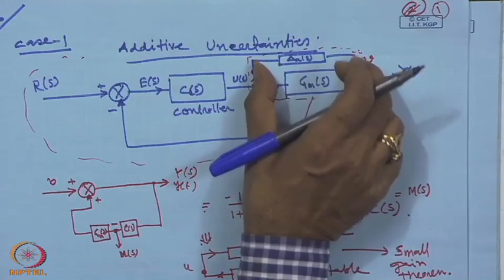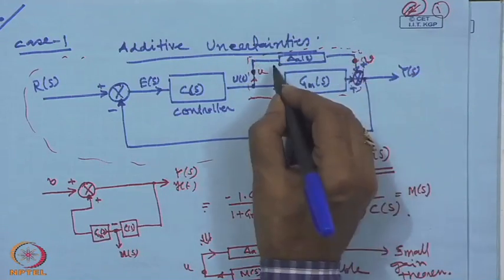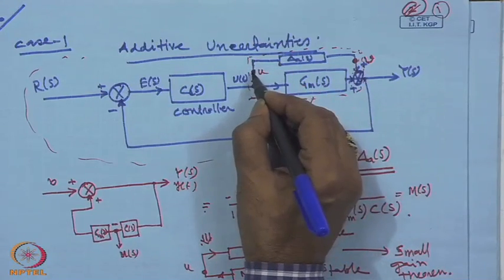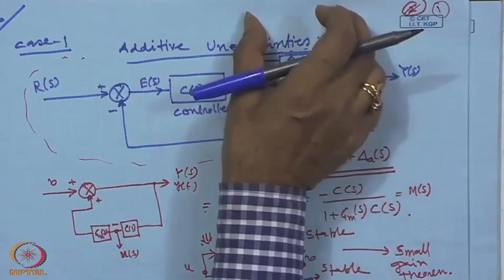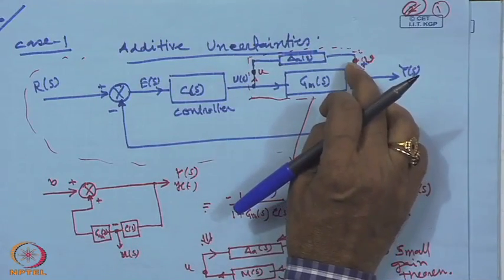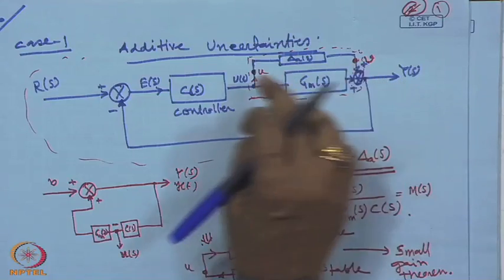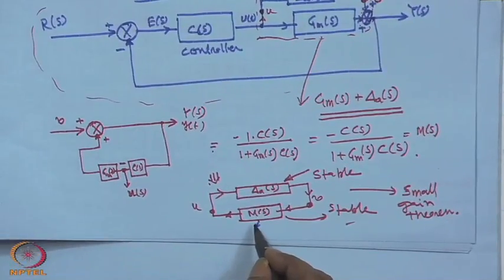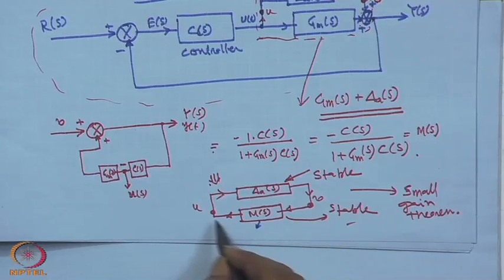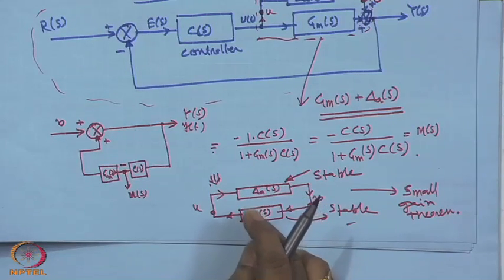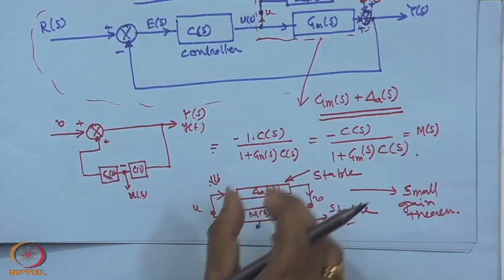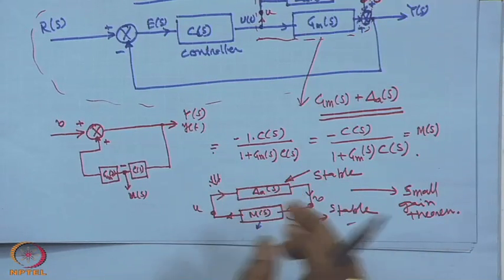So, you take the output of the perturbation model as V and the input to the perturbation model as U. You take out this block and find out the transformation between the input V and the output U, and we found that this transformation is M(s). And by using the small gain theorem, we have to see whether the system is stable. If it is stable, how big the perturbation can be just before it becomes unstable.